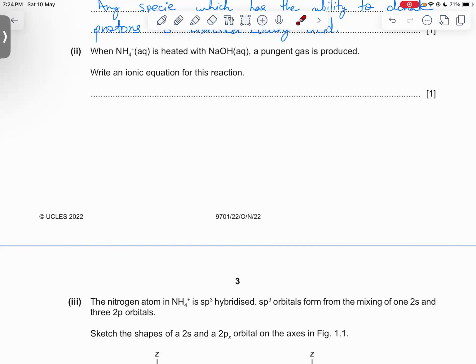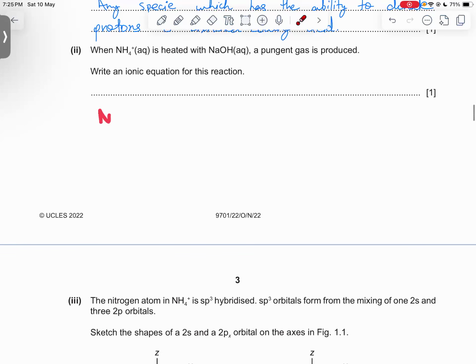All right, so to know what happens, basically ammonium ion is NH4 plus, right? And when it is in its aqueous state, it is actually NH4OH, right? And when it reacts with sodium hydroxide, it basically breaks into ammonia gas NH3, and it produces water, and sodium hydroxide remains in its place, right?